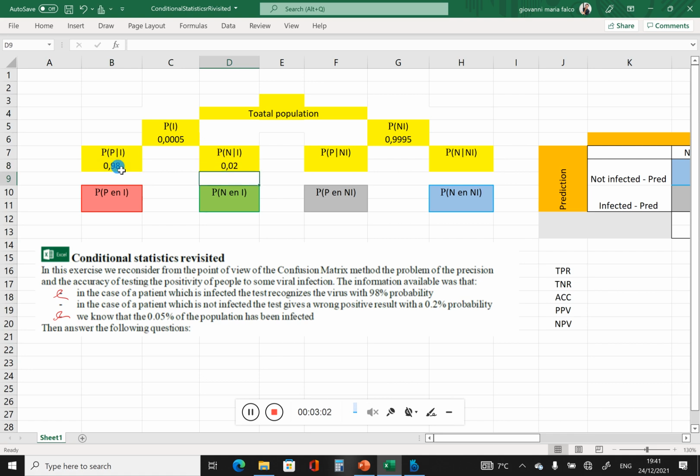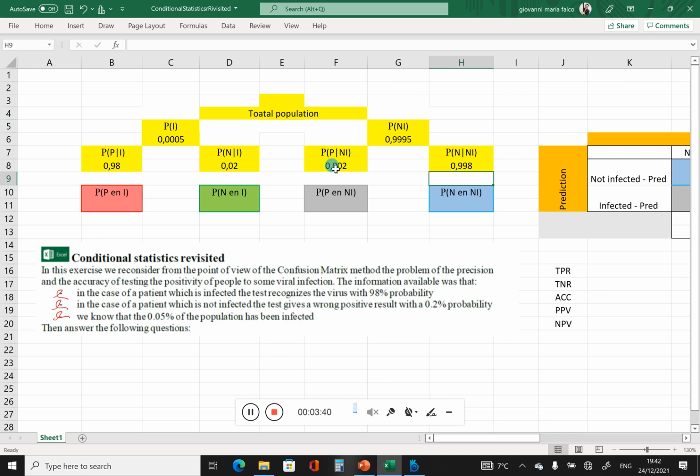Okay, finally, it is also given that in the case that the patient is not infected, the test gives a wrong positive result with 0.2%. Okay, this is the probability to result positive at the test given that you are not infected. And so this is 0.2%, so this is equal to 0.002. And then we know that this other probability must be equal to 1 minus the probability of positive given not infected.